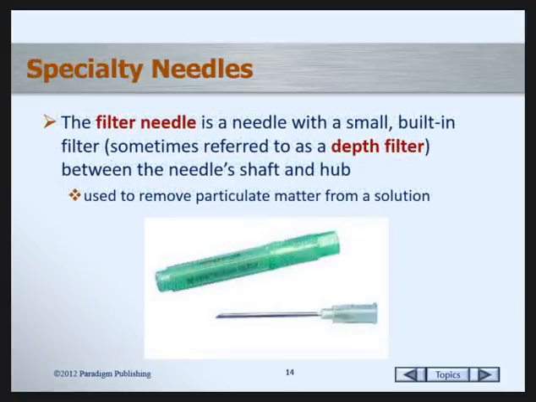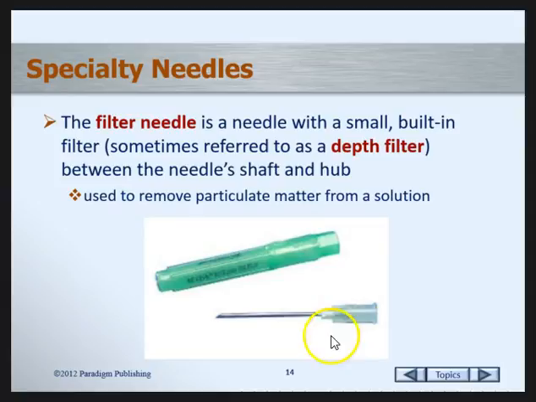Other types of needles that are specialty needles include the filter needle. The filter needle is a needle, but it has a small built-in filter. It's also referred to as a depth filter. That's between the shaft and the hub. It's a little difficult to see in this picture, but if you notice where the pointer is located, there is a darkened gray area inside the hub of this green shaft. That is where the filter is located. Even though the shaft of the needle will measure 1.5 inches, if you were to put this next to a regular needle, the hub would be slightly longer.